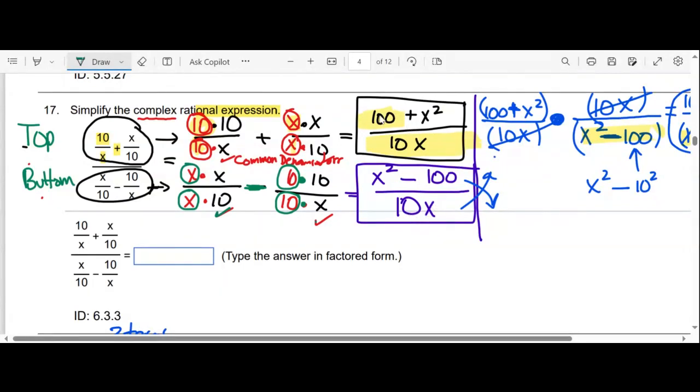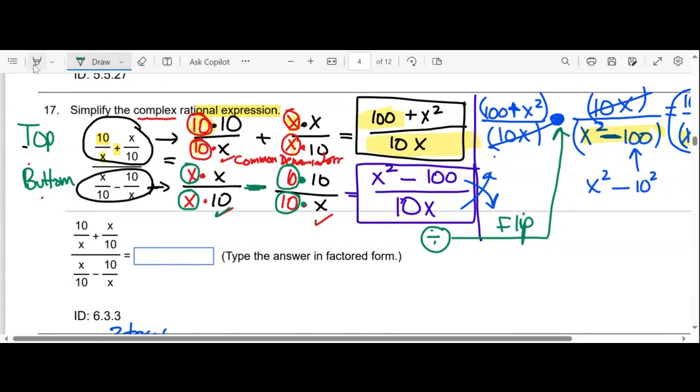Now remember, this is the top, and this is the bottom. Remember, the bottom is what? It's division, right? Yes. So I have to change division to what? Multiplication. So you have to flip it, right? Yes. So I flipped it. It becomes 10x over x squared minus 100.